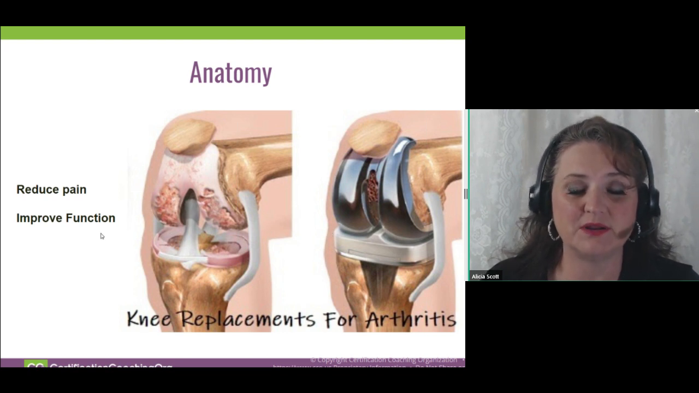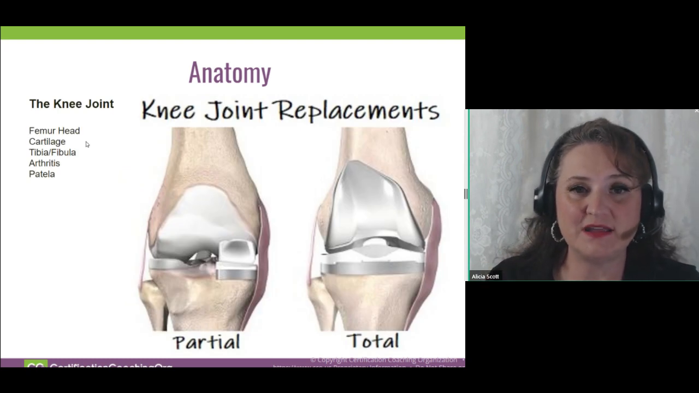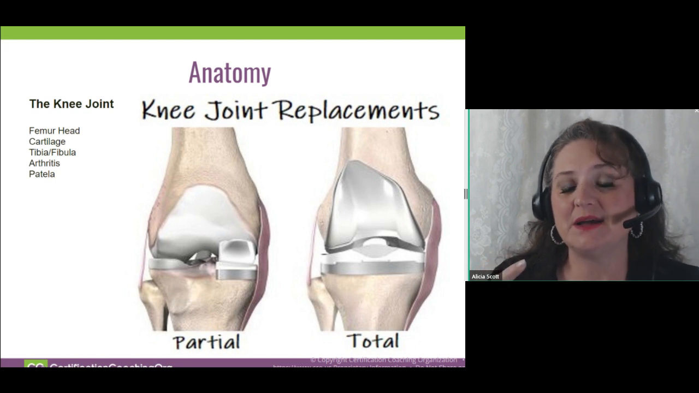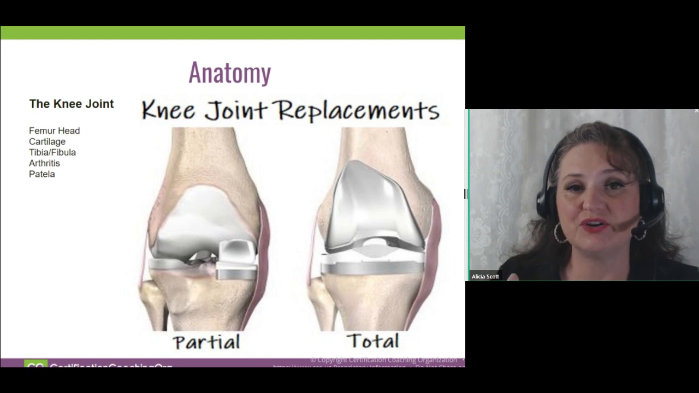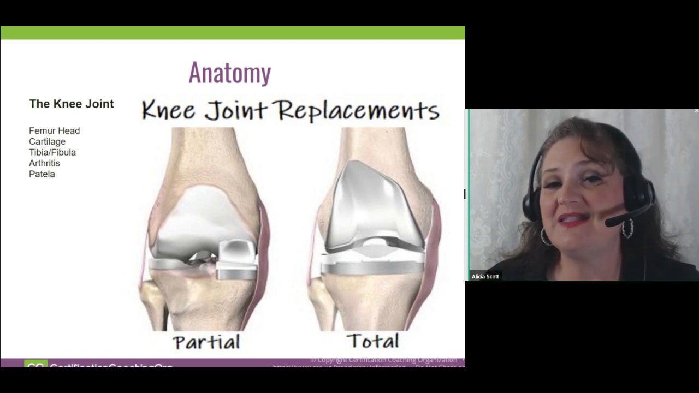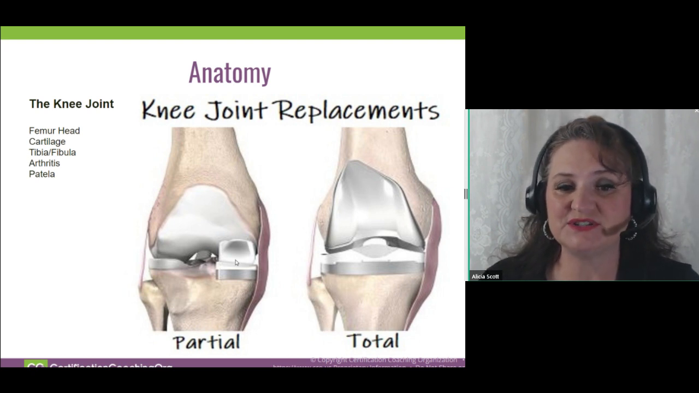We'll look at that in another video. So femur head, cartilage, tibia, fibula, arthritis, and patella are key words that you're going to hear again and again in the anatomy. When they do a partial knee replacement, notice the difference between that and the total, and that's what it's called, total knee replacement.